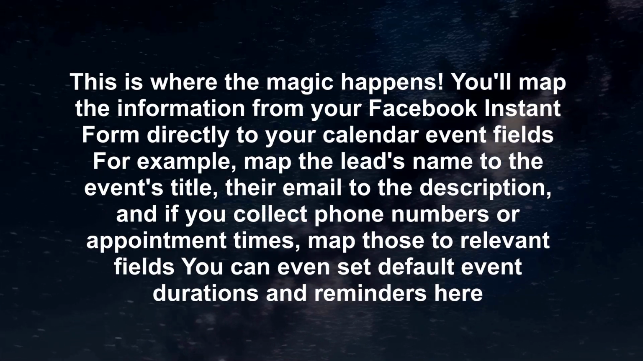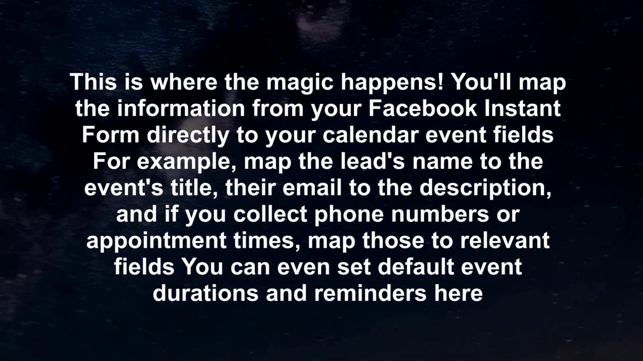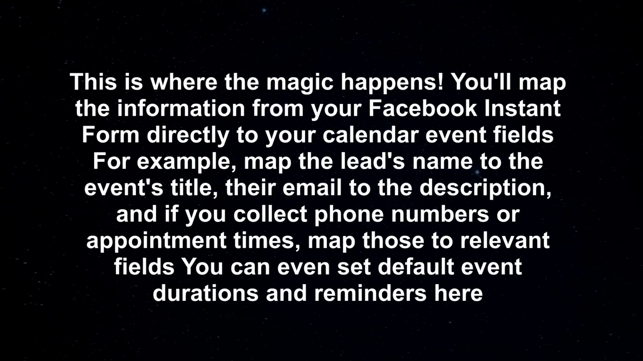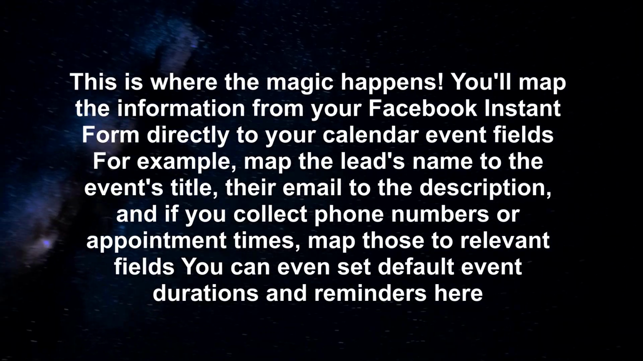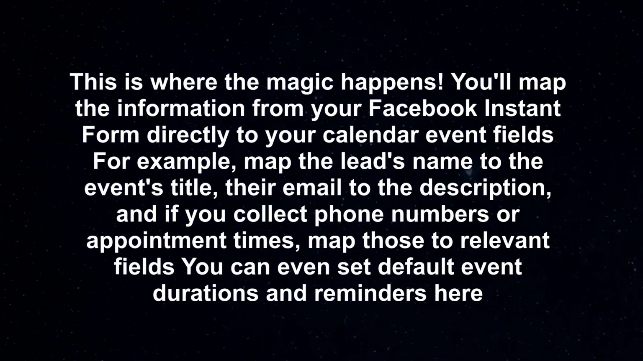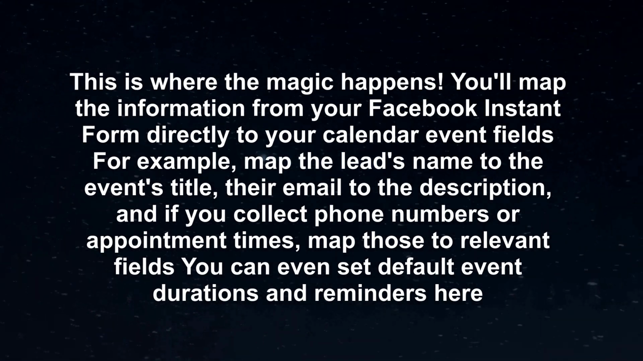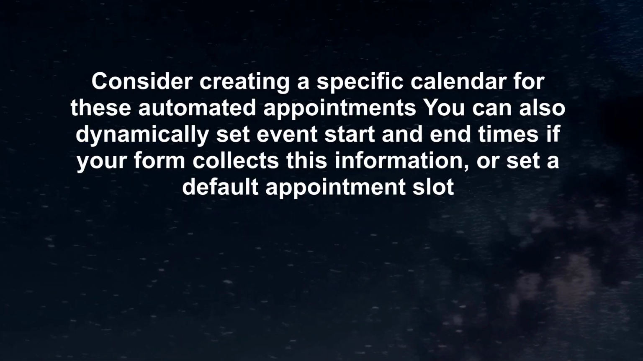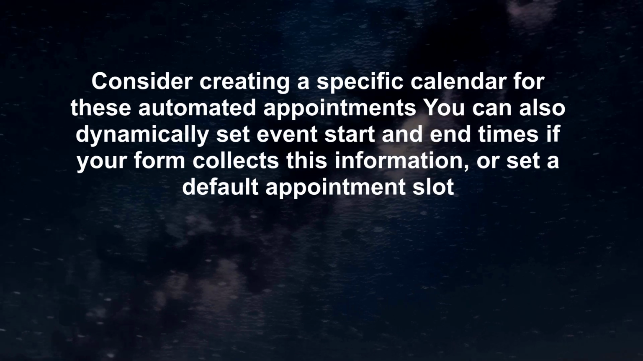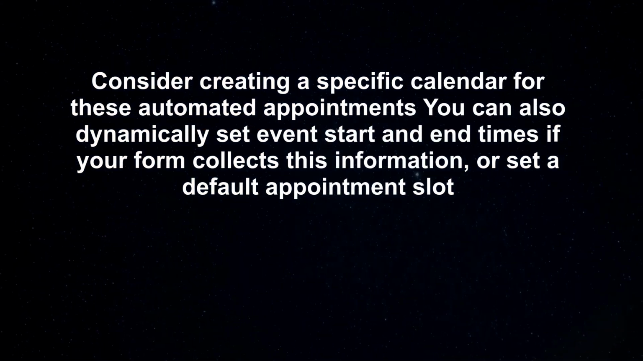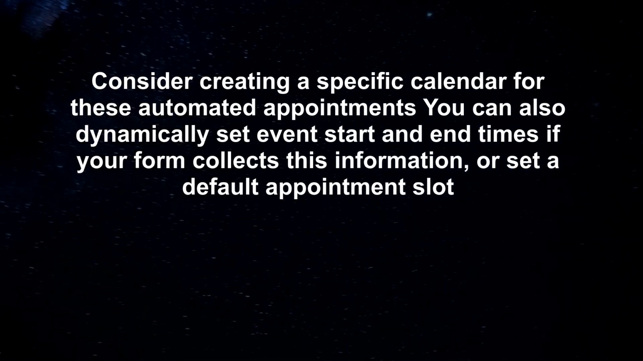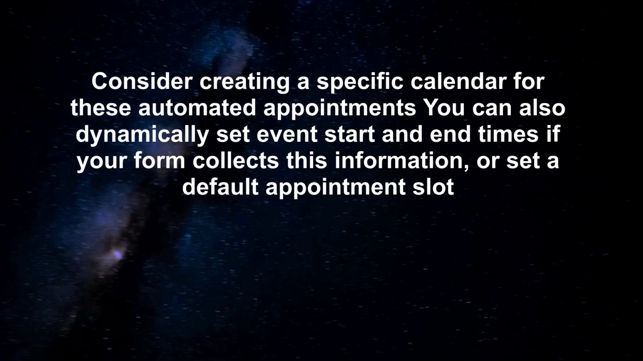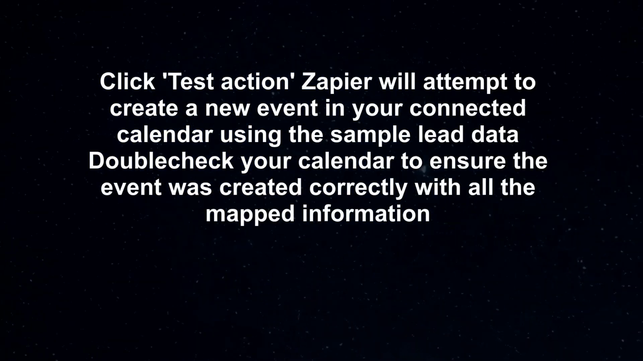For example, map the lead's name to the event's title, their email to the description, and if you collect phone numbers or appointment times, map those to relevant fields. You can even set default event durations and reminders here. Consider creating a specific calendar for these automated appointments. You can also dynamically set event start and end times if your form collects this information, or set a default appointment slot. Click Test Action.